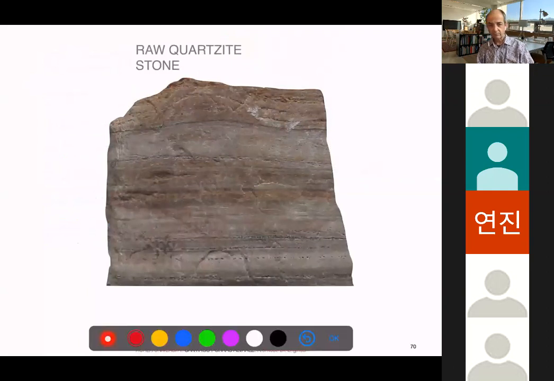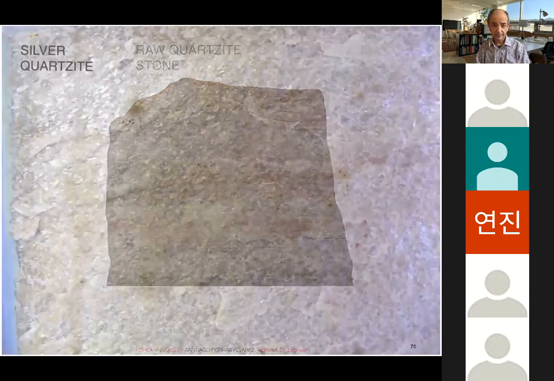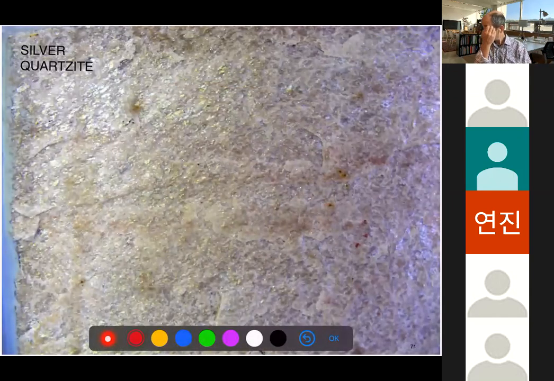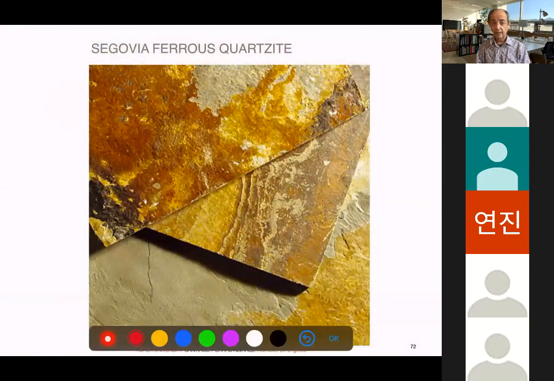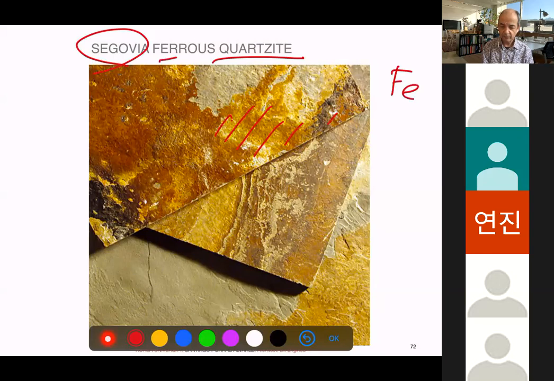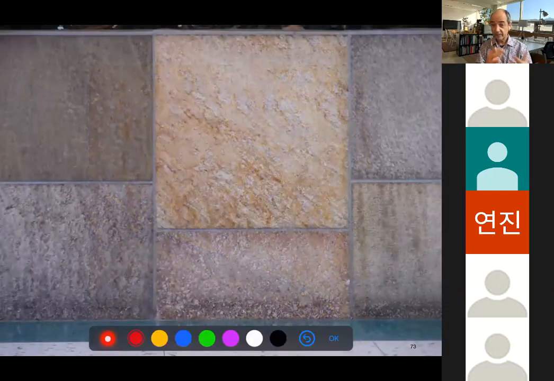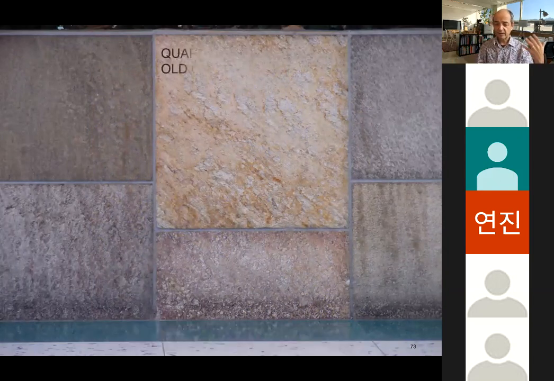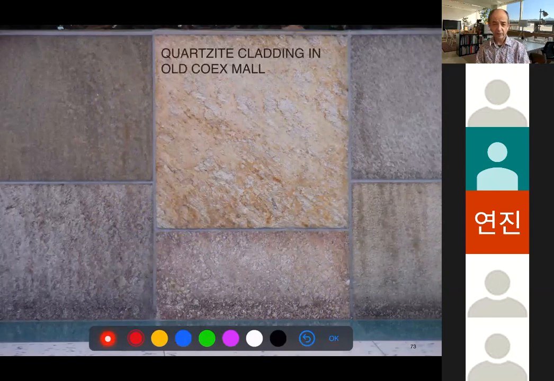This is some raw quartzite stone without any kind of treatment. This is silver quartzite. Actually, it's not silver, but it has some kind of metal which makes it polish as if it has silver in it. This is Segovia again, as we said. This is the quarry quartzite. So it has iron. It's what is called ferrous. So that means iron inside, and makes it a reddish color. And this is an example of that silvery quartzite, which is used in walls as a decoration. This was the old Coex before the renovation they did a few years ago.